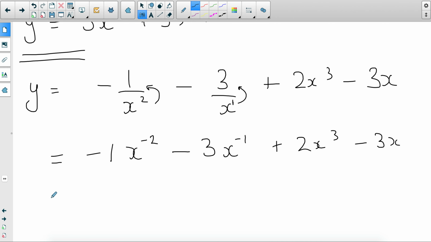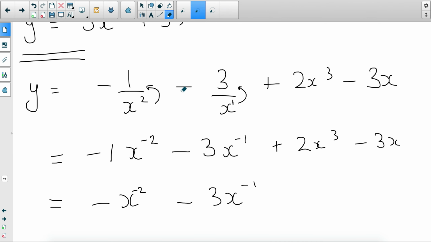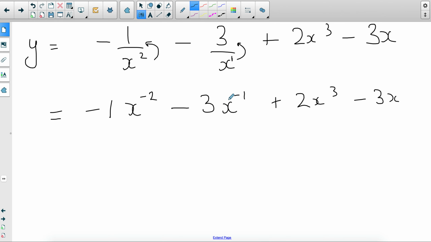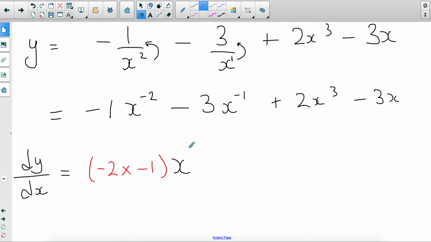Now, I have lovely x's all in the numerator. I'm just going to simplify this further. I don't need to write the negative 1 here. So it's just negative x to the power of negative 2. This will be negative 3 x to the power of negative 1, and so on. I'm going to take this away again, just because it's going to be repetitive. Now, if I'm going to do the derivative, you take the power, you multiply by the coefficient. So we have negative 2 times a negative 1. Be very careful with negatives here. And then we have x to the power of, well, we have the power negative 2, but then we need to take away 1.